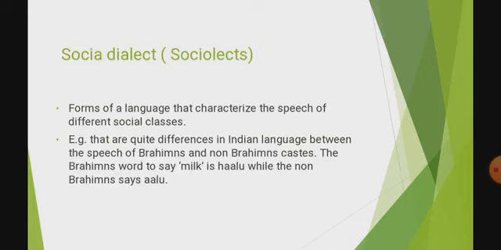So let's move forward. Social dialect. Social dialects are forms of language that characterize the speech of different social classes. There are acute differences in Indian language between the speech of Brahmins and non-Brahmins castes. The Brahmins say milk is halu, while non-Brahmins say alu. Here you can see the example of Indian people. Here are two castes of Indian Brahmins and non-Brahmins. They speak a single word in different varieties of language. Brahmins call milk halu, while non-Brahmins call it alu. So that is the difference between people of a single area, a single word spoken in different ways.